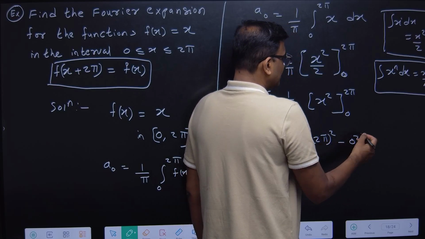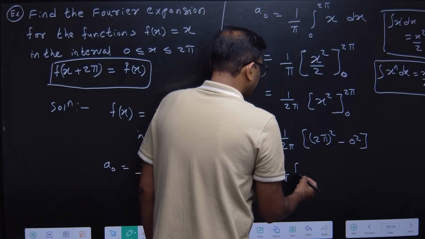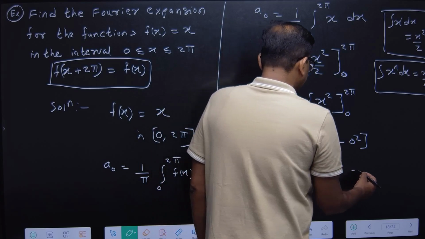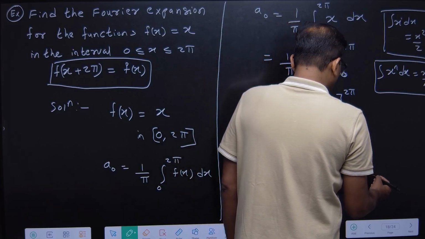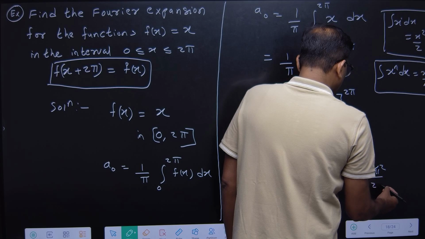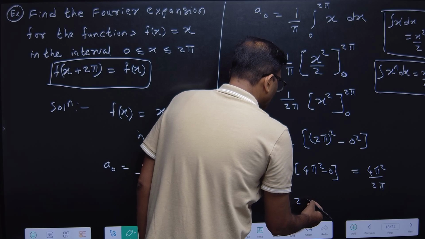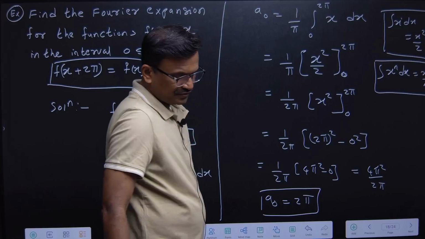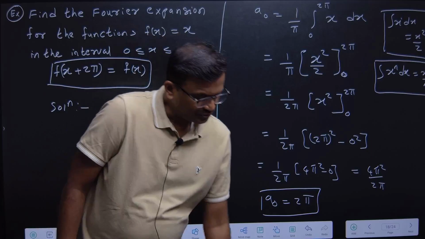Upper limit minus lower limit. So it is 1 upon 2 pi into bracket 4 pi square minus 0. That will be 4 pi square simply. And that 4 pi square into 1 upon 2 pi will be 4 pi square upon 2 pi. So we get a0 is equal to 2 pi. The value of a0, the first term, we have got it as 2 pi.